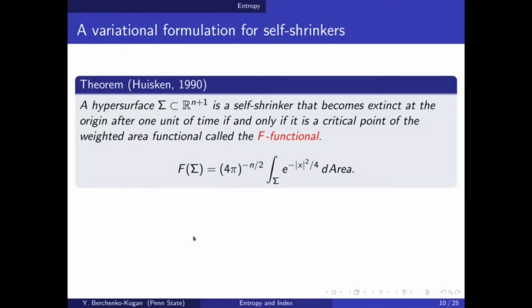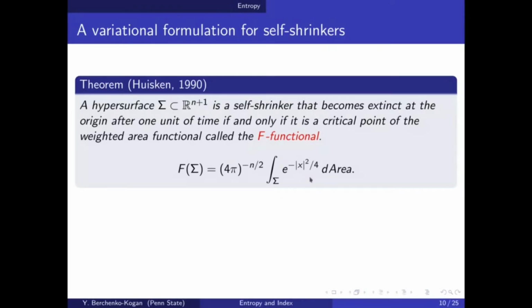So let's understand this functional a little bit better. So first of all, this normalization factor of 4 pi to the negative n over 2 is not very important. That's just there so that if sigma is a hyperplane going through the origin, then the value of the F functional is 1. The important part of this functional is this integral, which has this Gaussian weight.